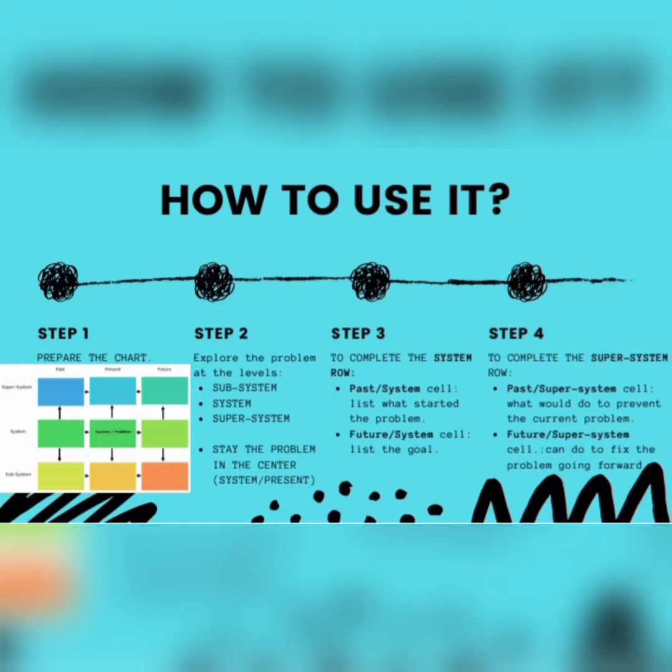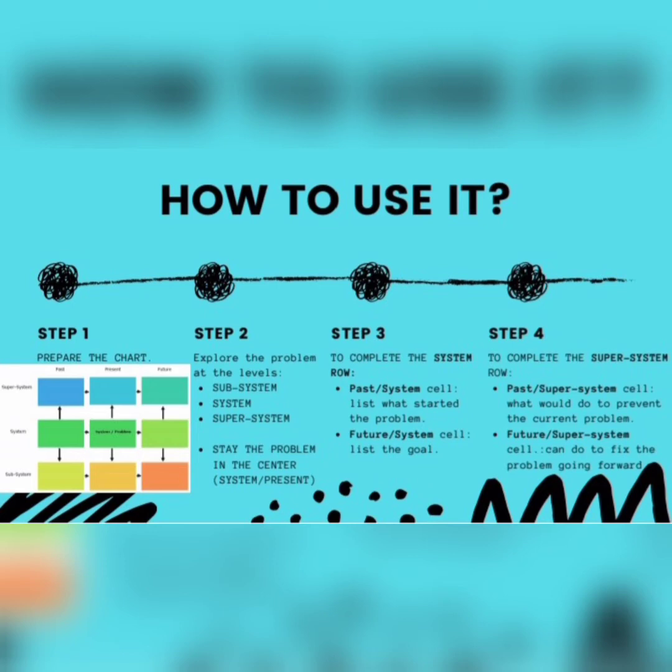How to use the 9 windows technique. Well, step 1 is to prepare the chart, which is on the left side. We will put supersystem, then at the bottom system, and then subsystem. On the top, we'll put past, present, and future. Step 2 is to explore the problem at the levels subsystem, system, and supersystem. The problem will be in the center, which is system and present.